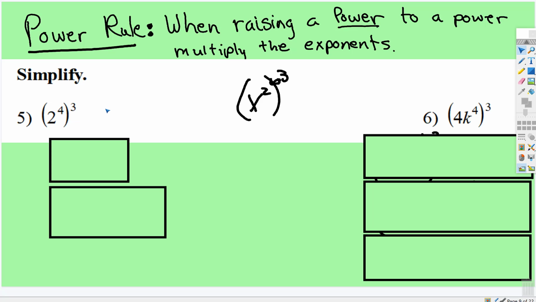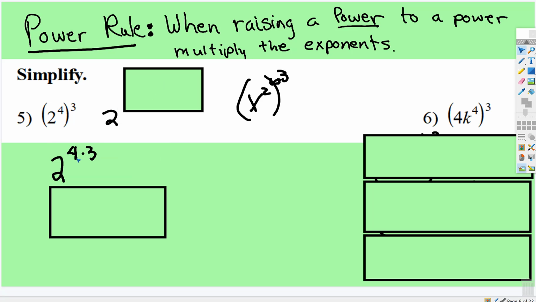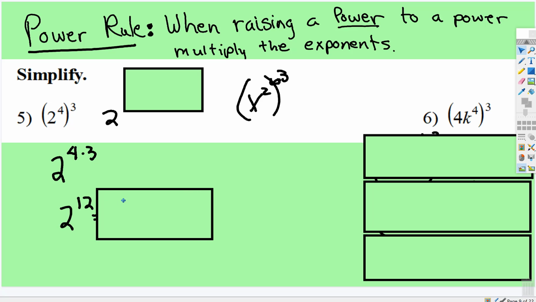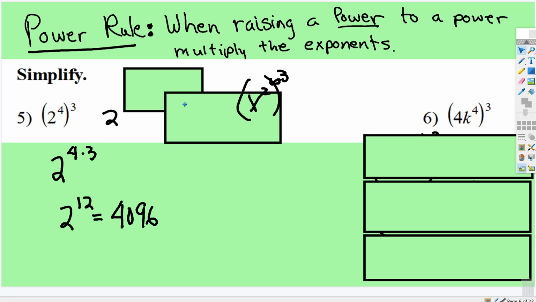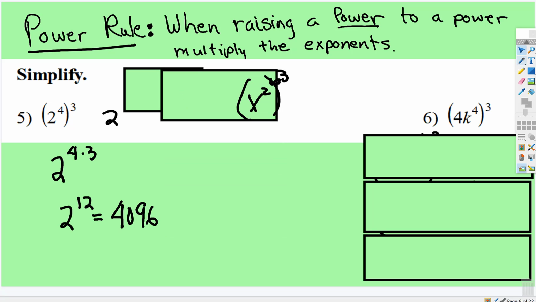So in the example we have here, we have 2 to the 4th raised to that power. You're going to rewrite that as 2 to the 4th times 3. Then you're going to simplify that to 2 to the 12th. And then you're going to simplify that further to 4,096.